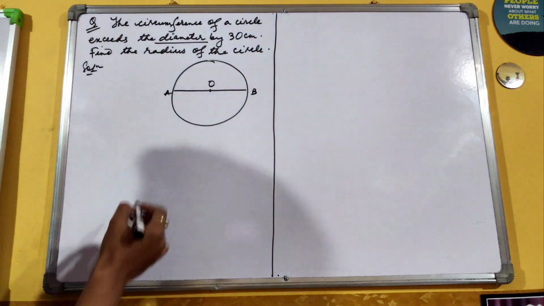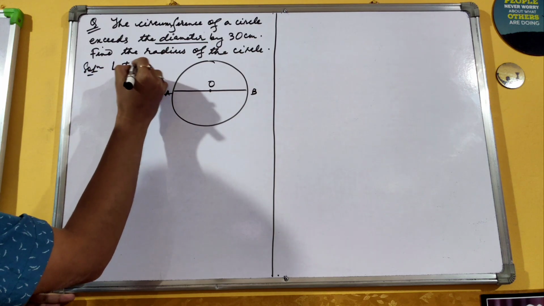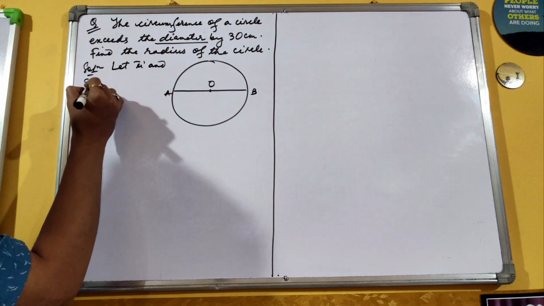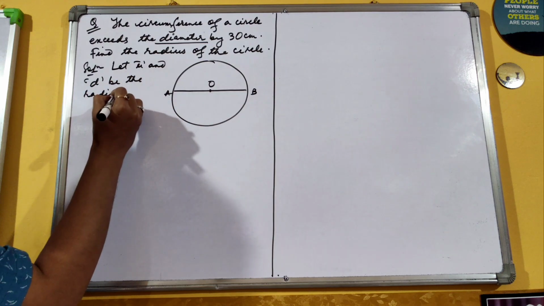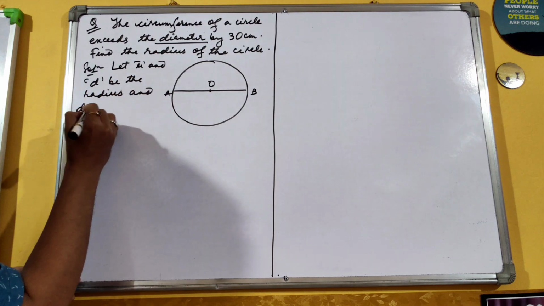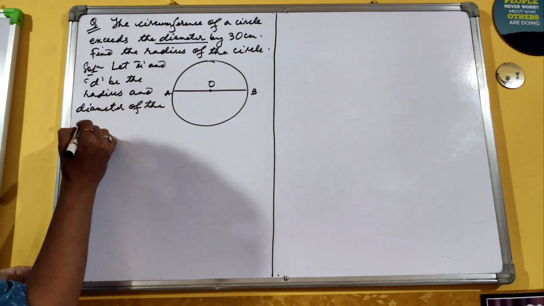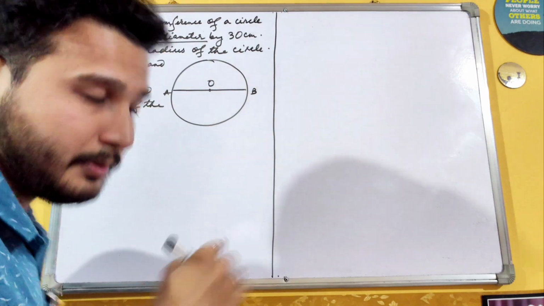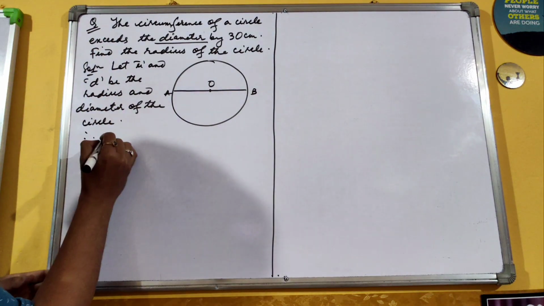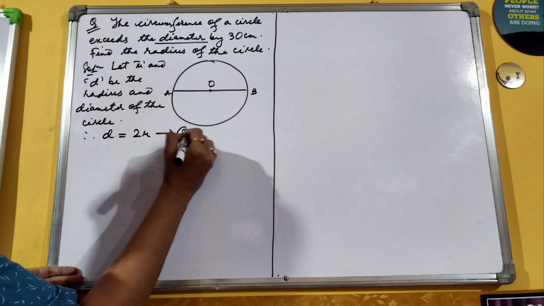So let's just do the naming. Let R and D be the radius and diameter of the circle. Okay. So what's the relation between radius and diameter? We know diameter is equal to twice radius. Put this as equation 1.